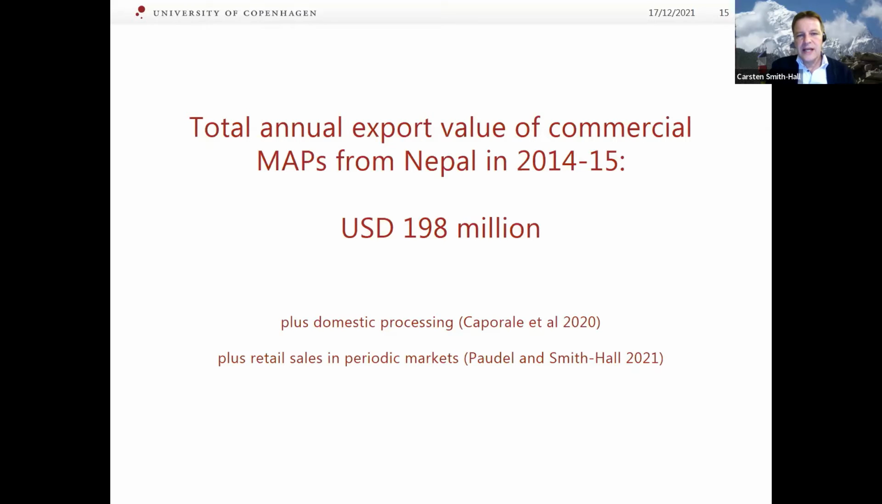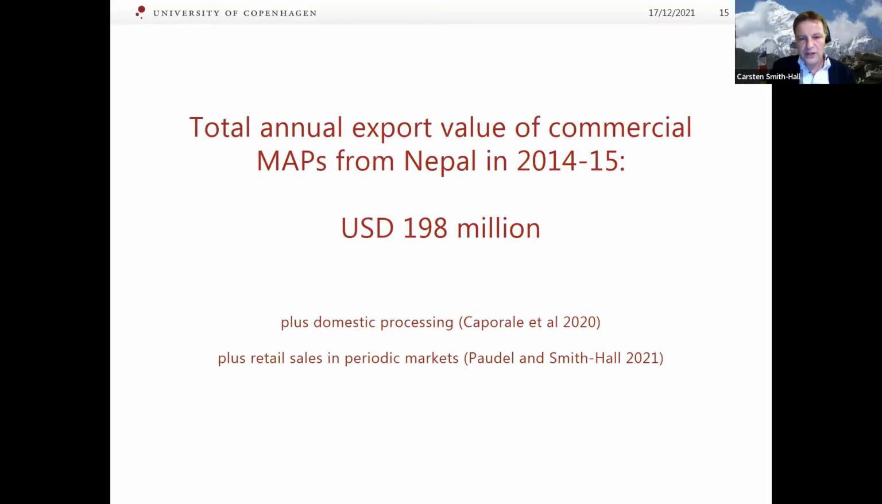Besides the export of the air-dried unprocessed material and the value of the domestic processing industry, there's also sale of air-dried products directly in what we call periodic markets. This takes place throughout Nepal. Every single district has periodic markets. So these might be in a particular location every Tuesday. And harvesters show up and they sell their medicinal plants directly to consumers. And it's something that we know absolutely nothing about.